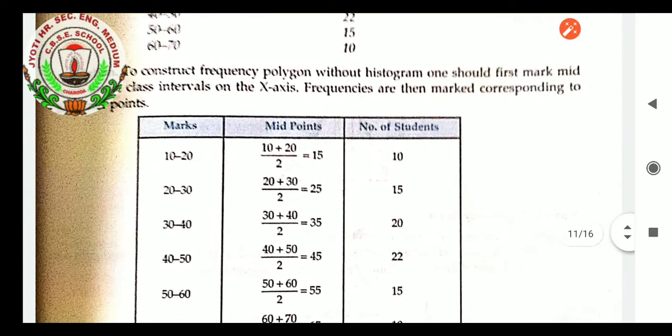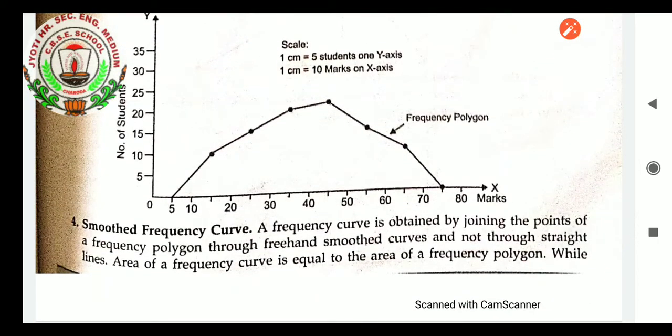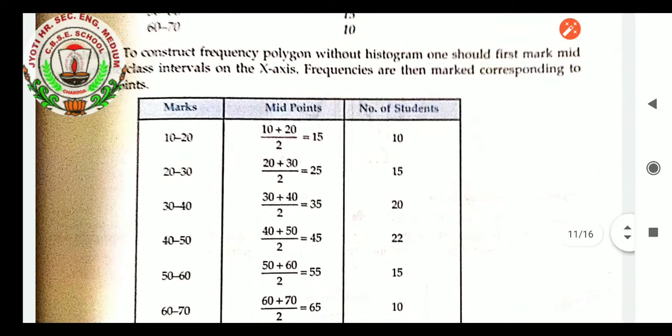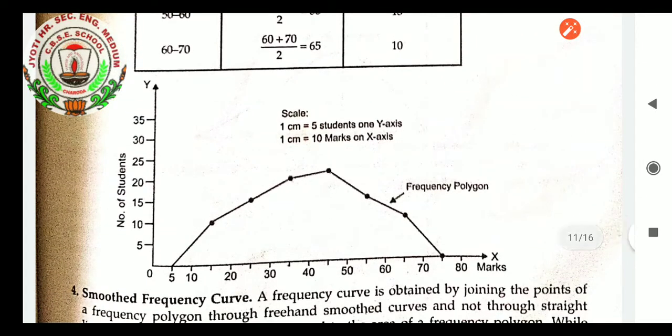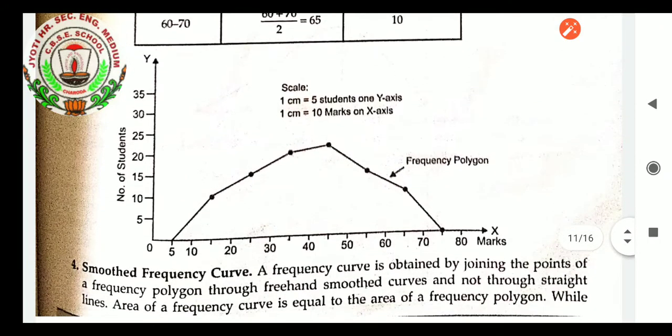For example, for 10 to 20, 15 is the mid value and the number of students is 10. So you can see the midpoints we have marked here. On the y-axis we have shown the number of students, the frequency, and on the x-axis the mid values of the marks. With the mid values, we plot the frequencies and draw a polygon, the frequency polygon. Here we have not taken the histogram.